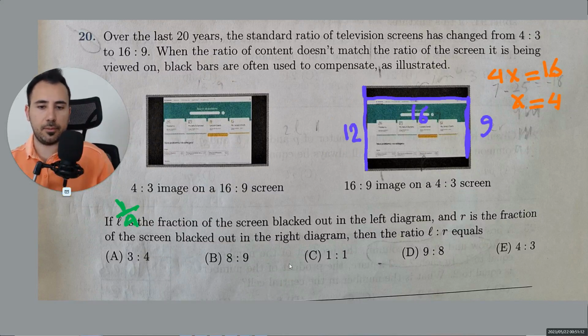So the big rectangle, the large rectangle is 16 times 12, all of it. So 16 times 12 would be this, the large area. Okay. So what is the area of these black bars? We could write it like this. It would be 16 times 12 again, the whole thing, minus the part inside, which is 9 times 16.